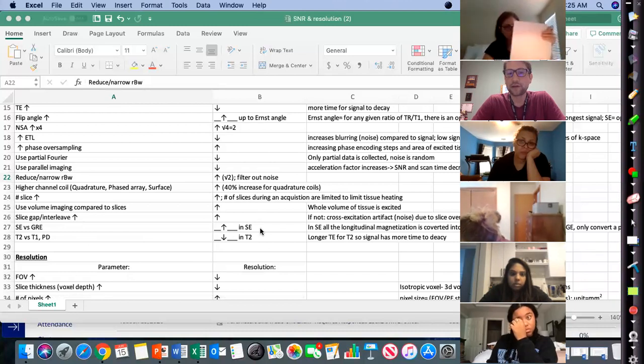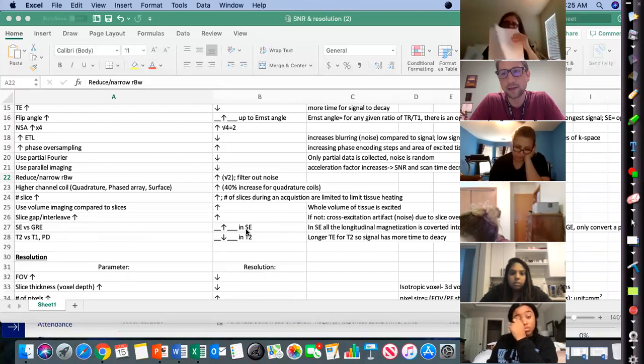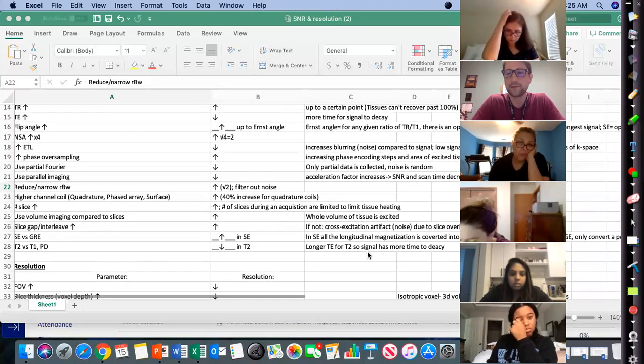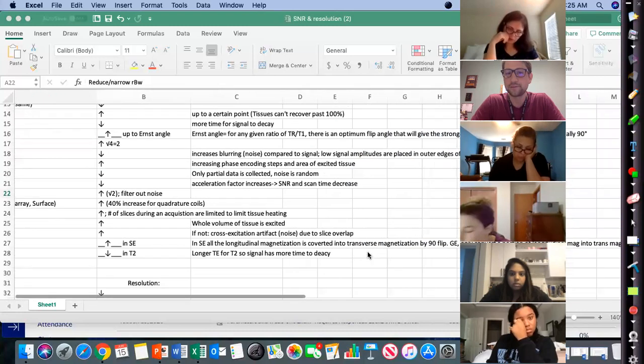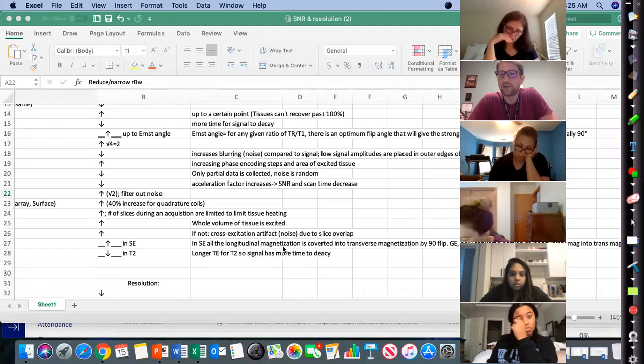Spin echo versus gradient echo: you're going to get more signal from a spin echo. It's going to be a lot longer sequence time-wise, but you're going to get more signal. And the reason is over here. With spin echo, all the longitudinal magnetization is converted into the transverse plane because you typically have a 90-degree flip angle. So that net magnetic vector gets completely flipped down into the transverse plane.